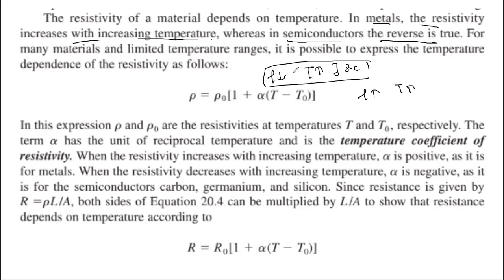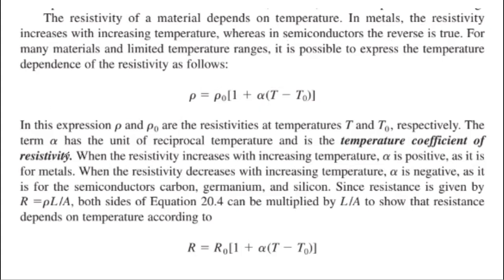For many materials and limited temperature ranges, we can write this simple formula: rho is equal to rho naught times 1 plus alpha times T minus T naught. Here rho and rho naught are the values of the resistivity at temperatures T and T naught.